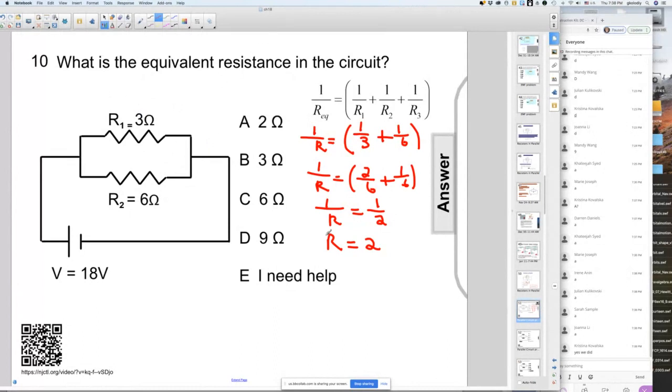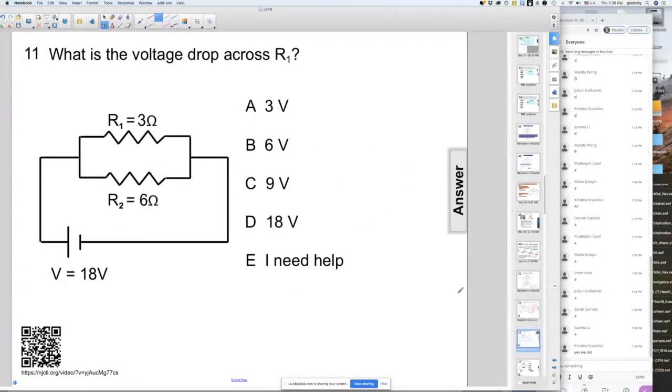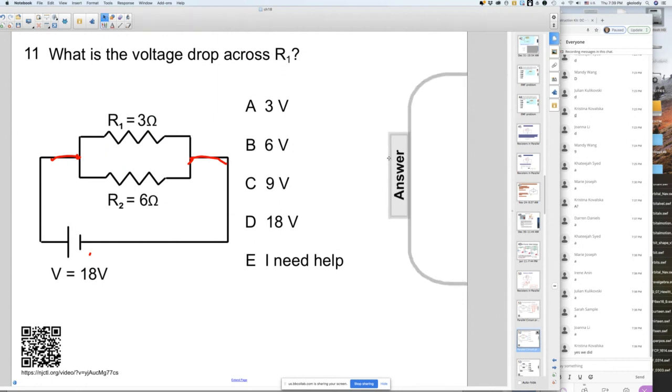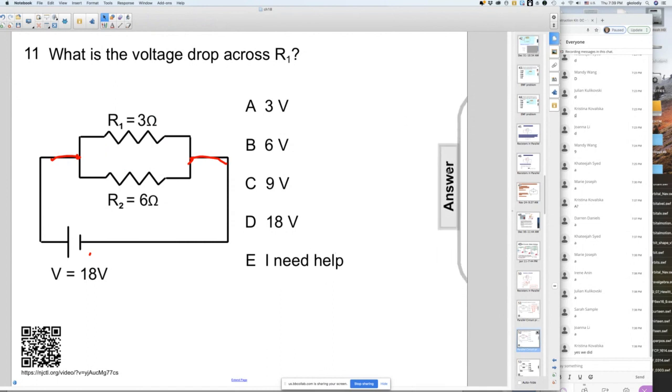So now that we found the total resistance, 2, we can find the current. Well, I guess before that, that's the next question. So what's the voltage across each resistance? Well, each resistance up here will have the same voltage. That's 18 volts. They're both connected across the battery. So 18 volts.